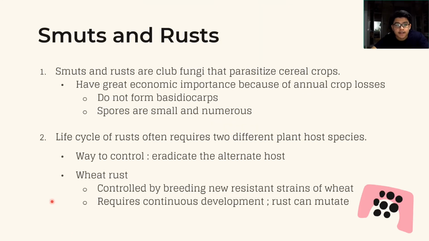Next is smuts and rust. Smuts and rust are club fungi that parasitize cereal crops. These have great economic importance because of annual crop losses. The smut and rust do not form fruiting bodies or basidiocarps, and their spores are really small and numerous. The life cycle of rust often requires two different plant host species, and the way to control it is to eradicate the alternate host. And for wheat rust, another way to control it is by breeding new resistant strains of wheat, which requires continuous development because rust can also mutate.